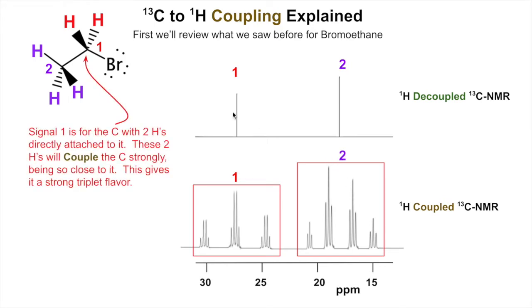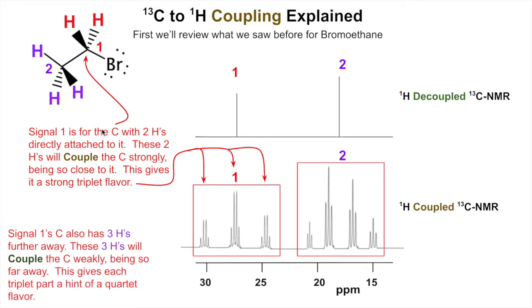Signal 1, for this carbon here, has 2 hydrogens directly attached to it, and these 2 hydrogens will couple that carbon strongly because they're so close, they're attached. This gives what I'm calling a strong triplet flavor. So there's going to be a portion here, a portion here, and a portion here. The biggest coupling is a triplet there. I don't want to say quartet because I don't want to confuse you, but it's a quartet, quartet, quartet, right? That's from the neighbors that are real close.